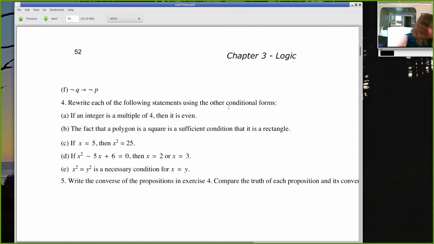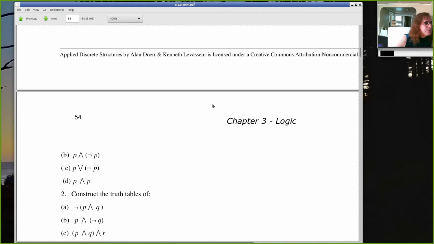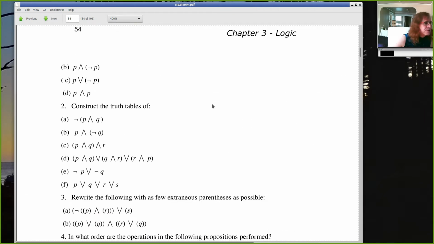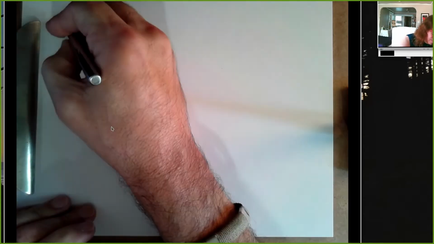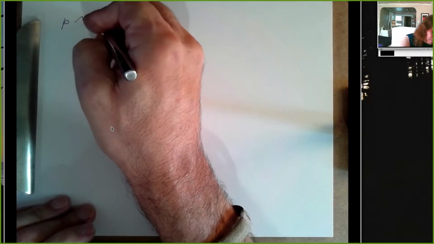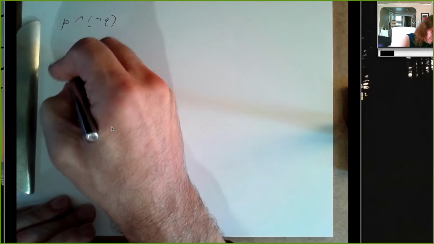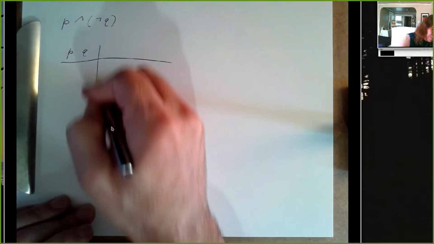Alright, so that was 3.1. Section 3.2 was looking at truth tables and such. So construct truth tables of the following. So this is engineering 250 all over again, right? So P and not Q, for example. So the usual drill.